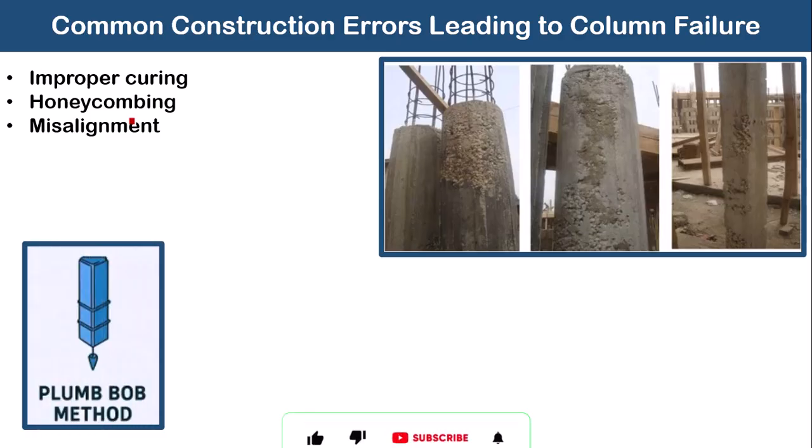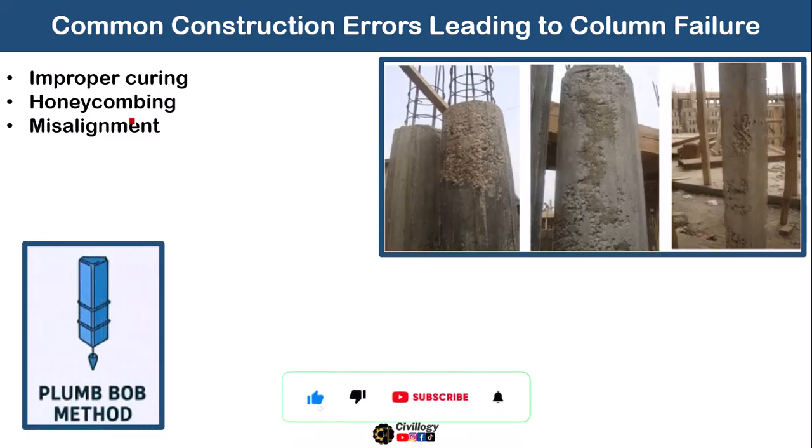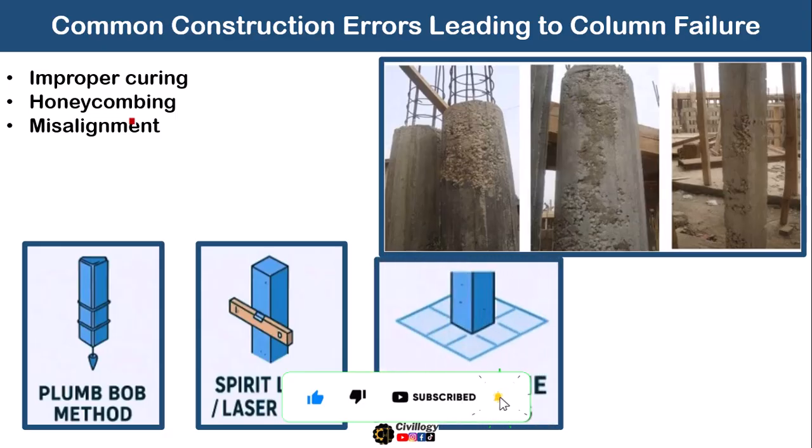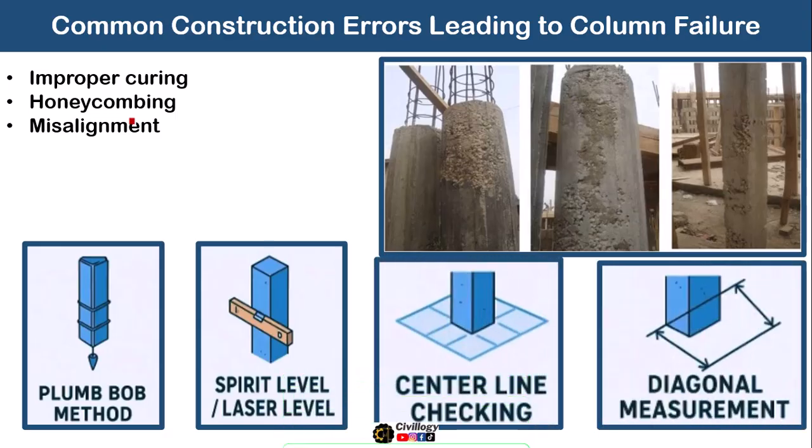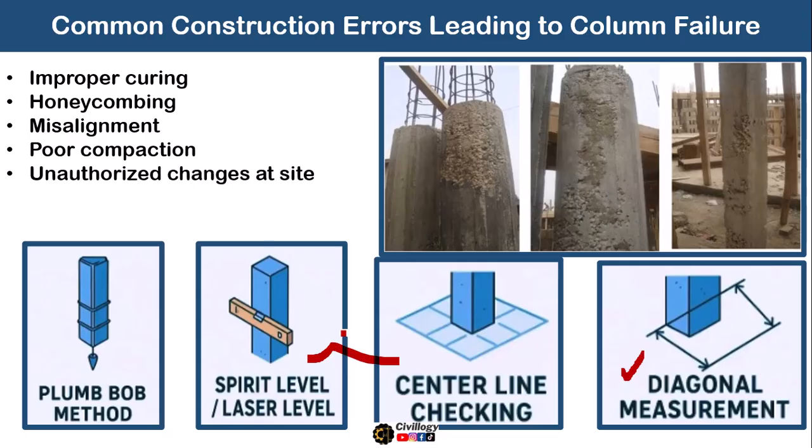Misalignment of the column, as you can see over here. Columns can be aligned by four different types of aligning techniques. The first one is plumb bob method, the second one is spirit level, the third one is center line checking, and fourth one is diagonal measurement. If you guys really want to learn about these techniques, that how can you align column on site, let me know in the comments. I will make a detailed video on that topic. And the other construction errors could be poor compaction and unauthorized changes at site.